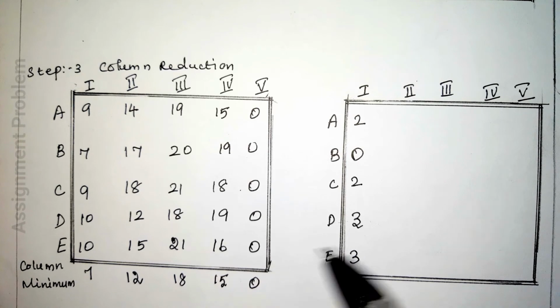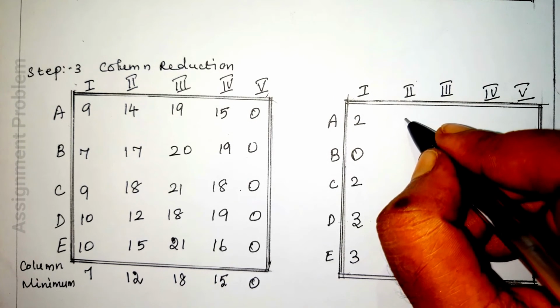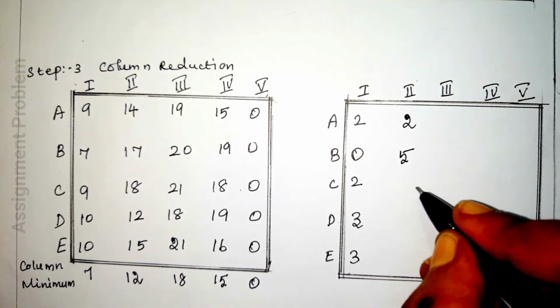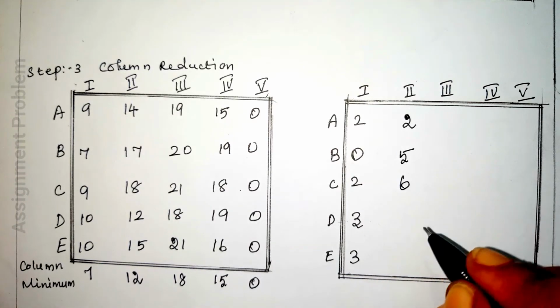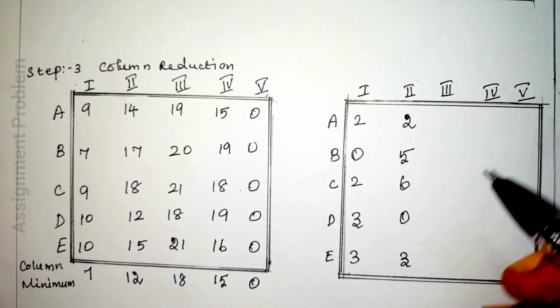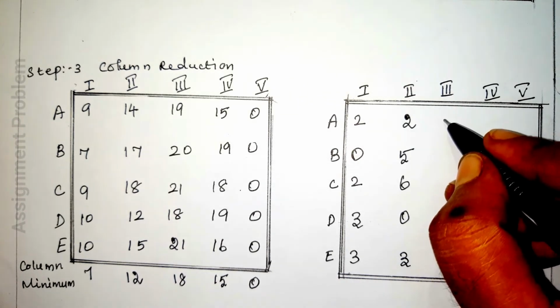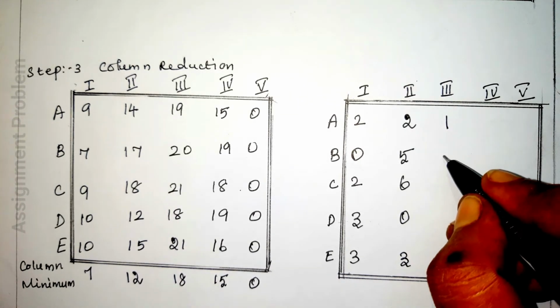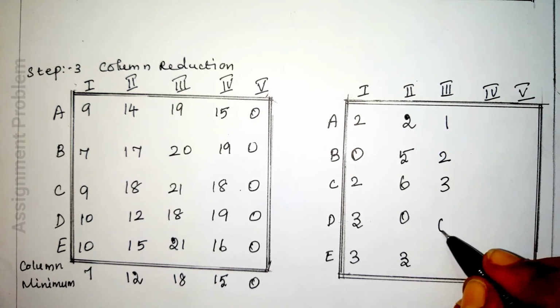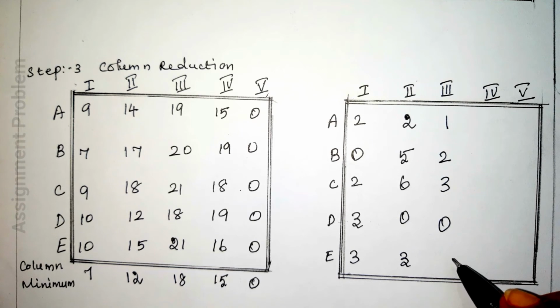Second column: 14 minus 12, 2. 17 minus 12, 5. 18 minus 12, 6. 12 minus 12, 0. 15 minus 12 is 3. Third column, the least number is 18. So, 19 minus 18 is 1. 20 minus 18 is 2. 21 minus 18 is 3. 18 minus 18 is 0. 21 minus 18 is 3.